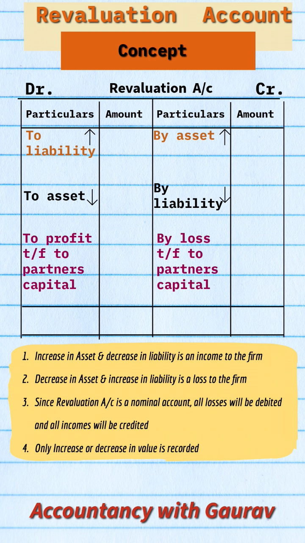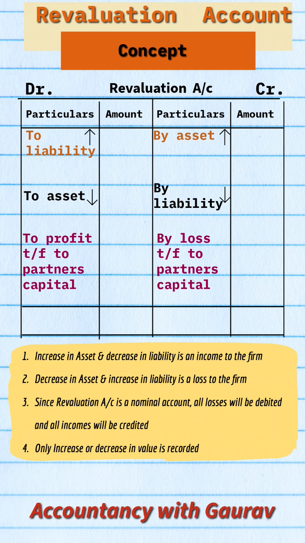Students, first thing we need to understand is that revaluation account is a nominal account. And the rule for a nominal account is that we debit all expenses and losses and we credit all incomes and gains. Alternatively, we can also say that all expenses and losses are shown on the debit side of the revaluation account and all incomes and gains are shown on the credit side of the revaluation account.